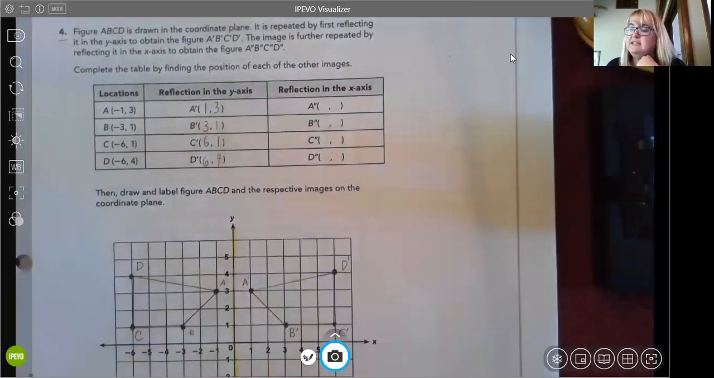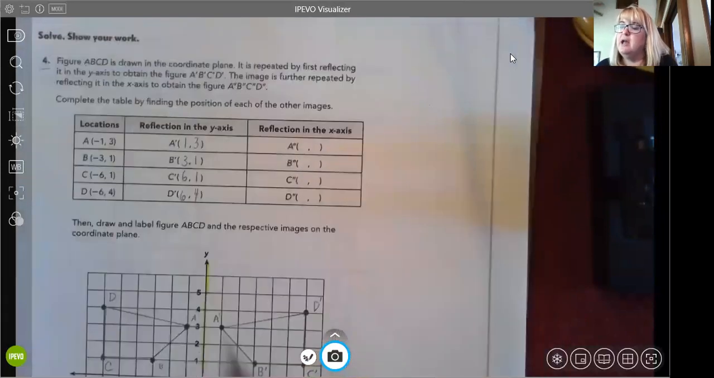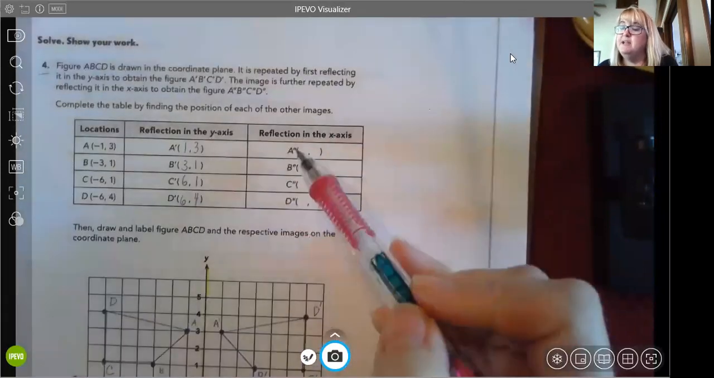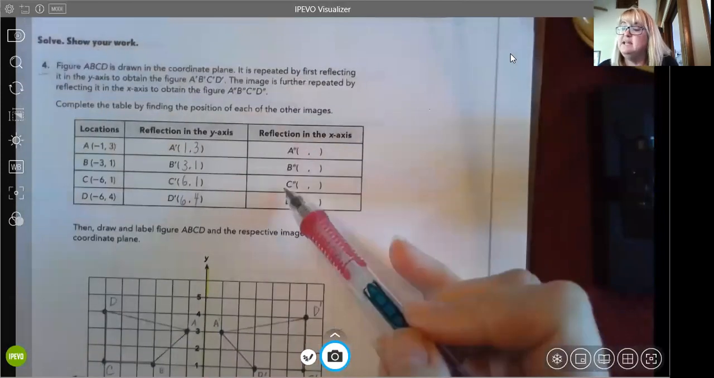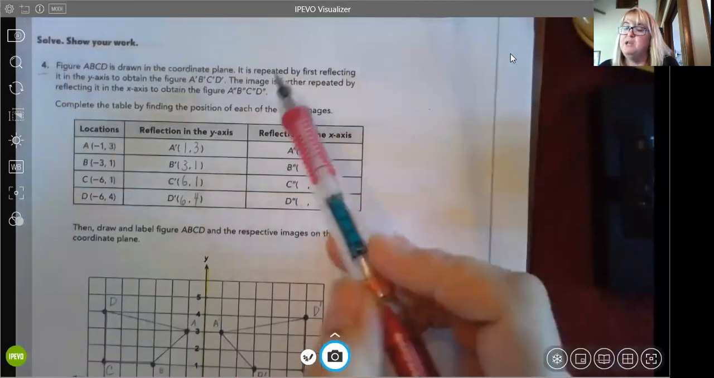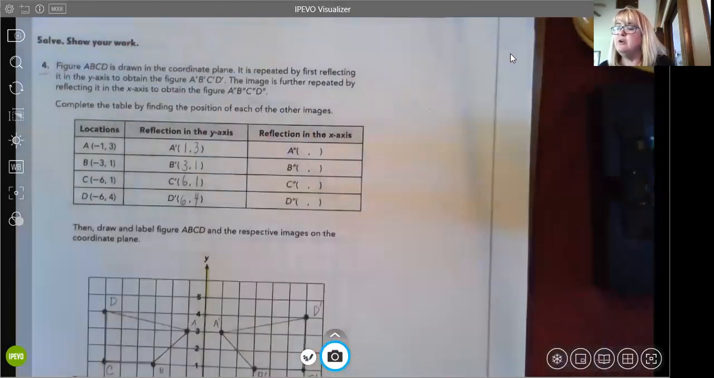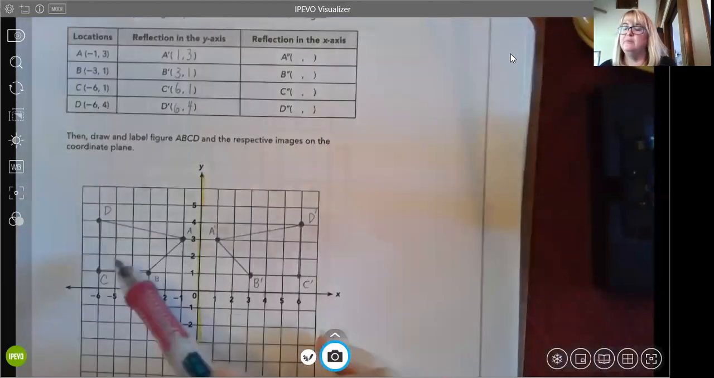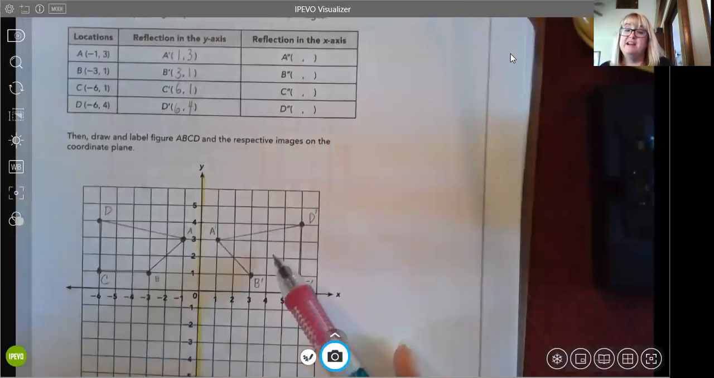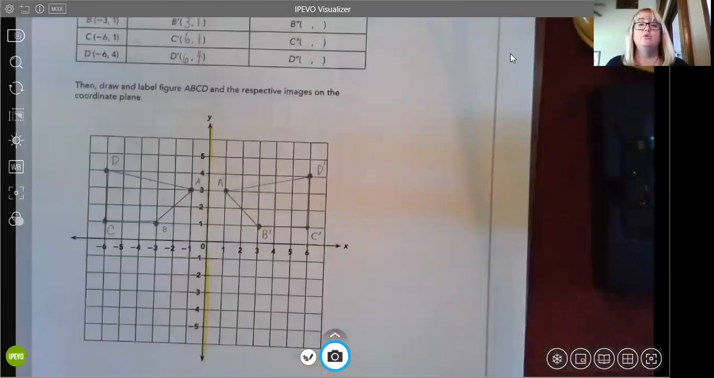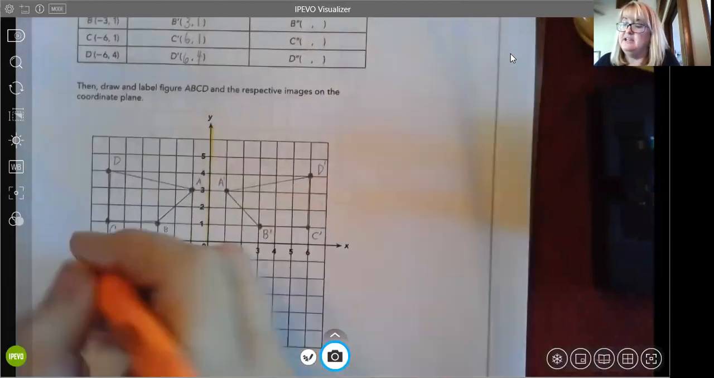Okay, I think the directions are not super clear on A double prime, B double prime, but it says the image is further reflected in the x-axis. So you're not going to take the original, you're going to take the reflection, and you're going to reflect it further in the x-axis. So here's the x-axis.